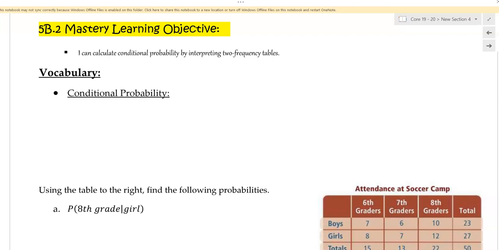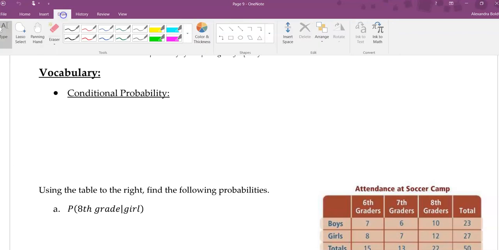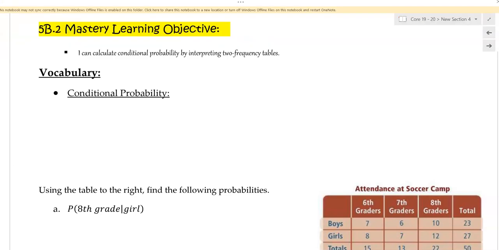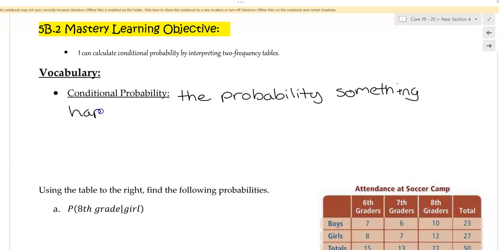Okay. So the definition of conditional probability is the probability something happens, given something else has already happened.